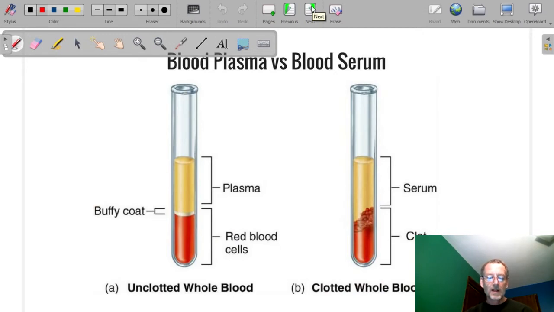reinforces that. So unclotted whole blood on the left, and there are the red blood cells and the plasma and the buffy coat. On the right is the clot and the serum on top. So what pulled out, what fell out when you spun it, what separated out was the clot, which is made up of the red blood cells, of course. The platelets get tangled up in it, and so they pull out.